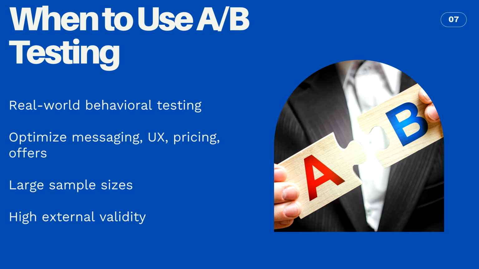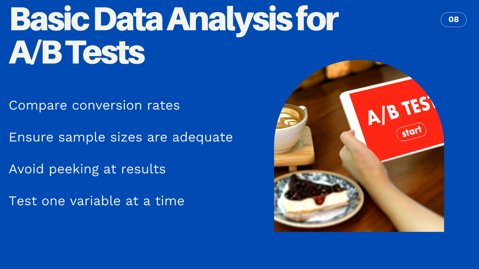Analyzing A/B test data typically involves comparing conversion rates between version A and version B. But the simplicity of the method can be deceptive. There are several statistical pitfalls to avoid. First, ensure your sample size is large enough to detect meaningful differences. Small samples produce unstable estimates and increase the risk of false positives. Second, avoid peeking. Checking results too early and stopping the test prematurely inflates your type I error rate and leads to unreliable conclusions.